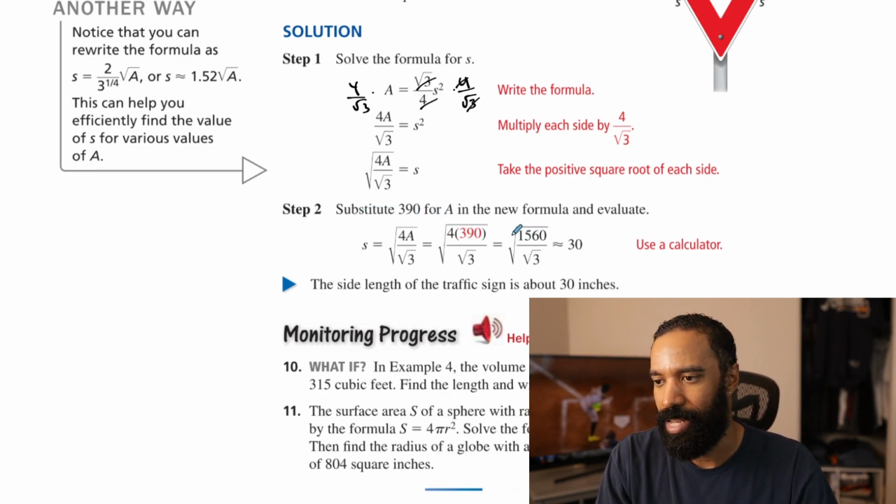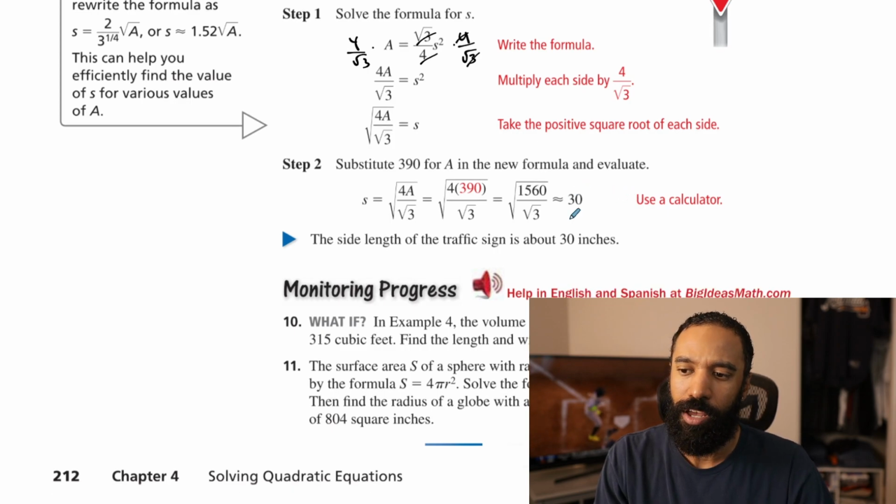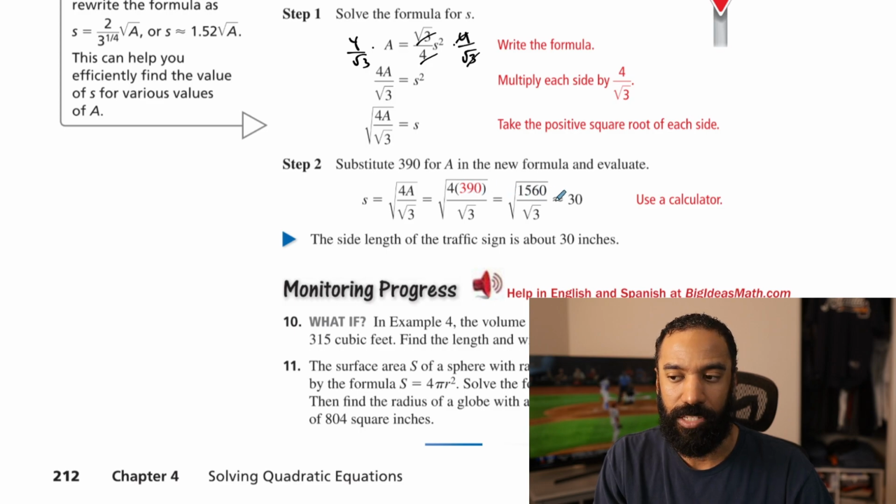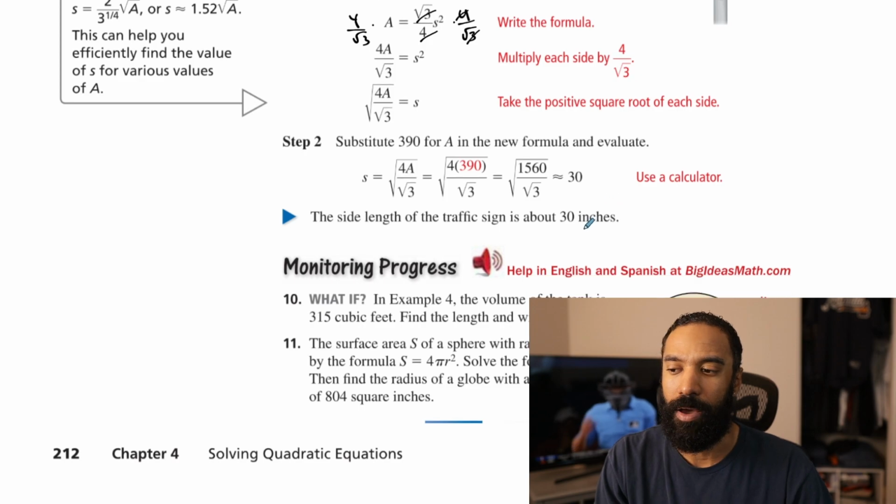When you substitute 390 into there, it looks like they get about 30 inches for the length of any side. Remember, they gave us the area amount, and they said find what each side length would be for that area for that equilateral triangle. It's about 30 inches.